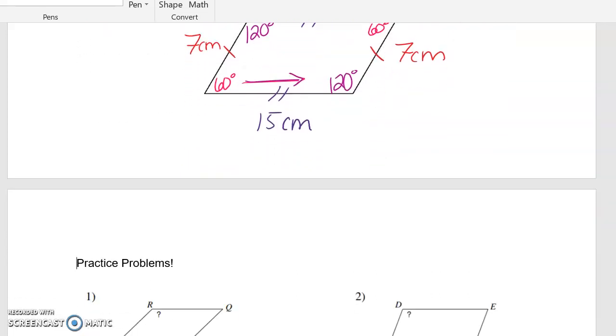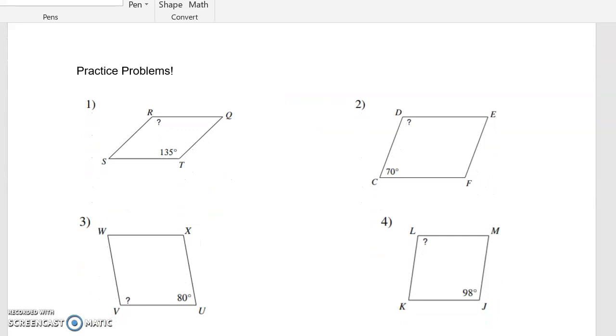Using those properties, let's try a few practice problems. And as we go through some of these practice problems, the reason that this video is an Edpuzzle is I'm going to stop and let you guys submit answers to these problems on your own, just as check-ins. All right, so let's do number 1 and number 2 together.